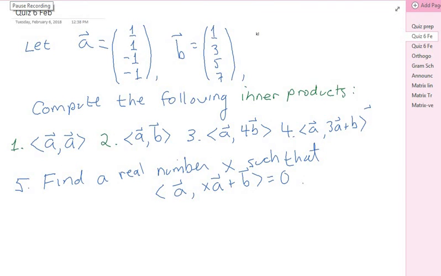Now, I'm going to give you a quiz, and of course it's not a graded quiz. Here I'm going to give you two vectors, A and B, and I want you to compute the following inner products. Compute the inner product of A with A, of A with B, of A with 4B, and A with 3A plus B. And then last question, find a real number x such that the inner product of A with XA plus B is equal to 0. So all of these questions use the A and the B above. So pause the video, take a couple minutes to answer this, and then we'll talk about the answers.